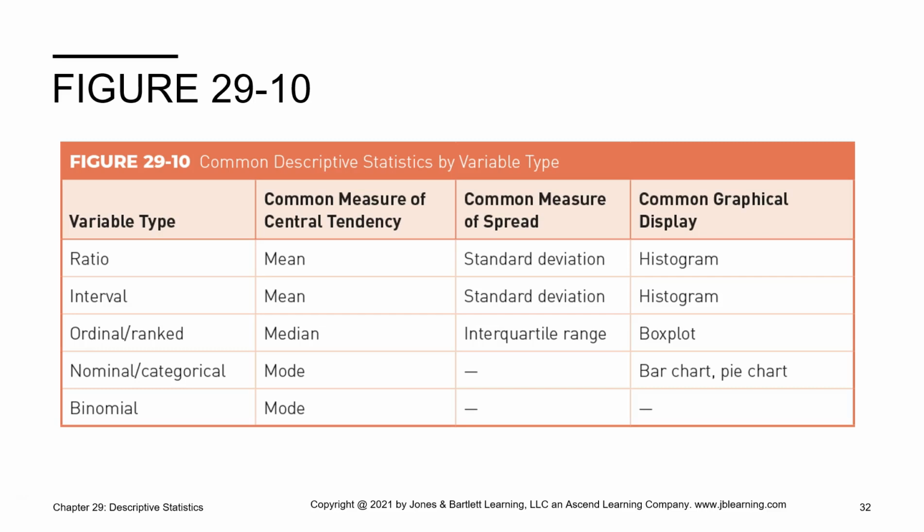And so figure 29.10 goes over the common descriptive statistics by variable type. This is really good to see how you would present the measures of central tendency and spread, and how they can be presented graphically for each of the different types of variables.